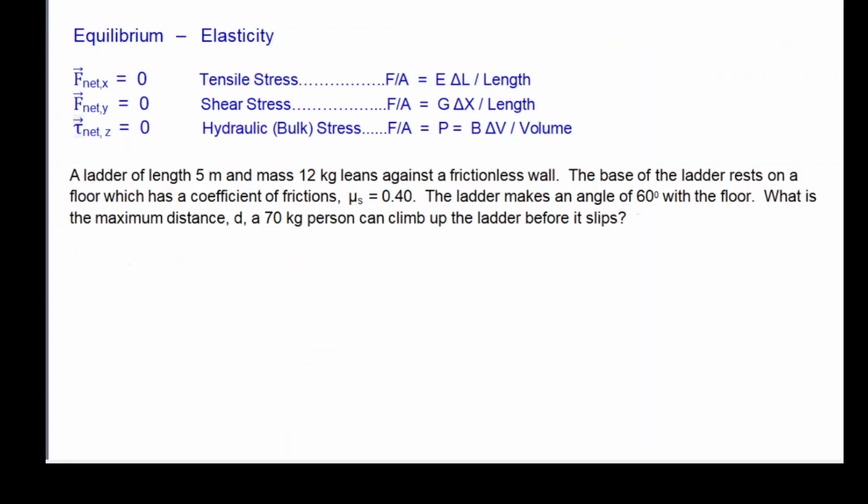Here's another equilibrium problem. A ladder of length 5 meters and mass 12 kilograms leans against a frictionless wall. The base of the ladder rests on a floor which has a coefficient of friction mu sub s equal to 0.4. The ladder makes an angle of 60 degrees with the floor. What is the maximum distance d a 70 kilogram person can climb up the ladder before it slips?